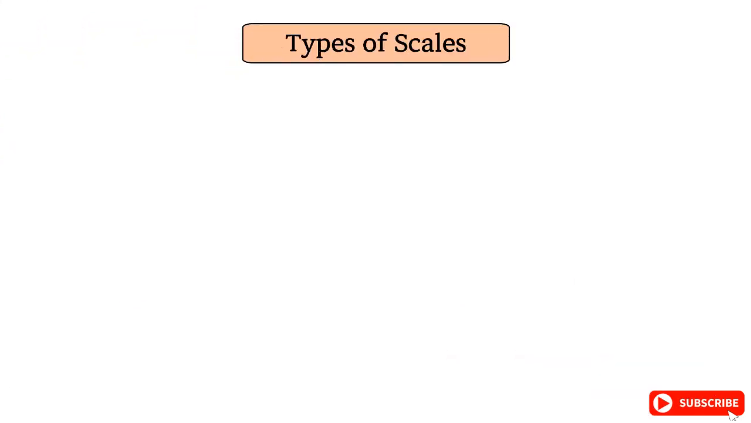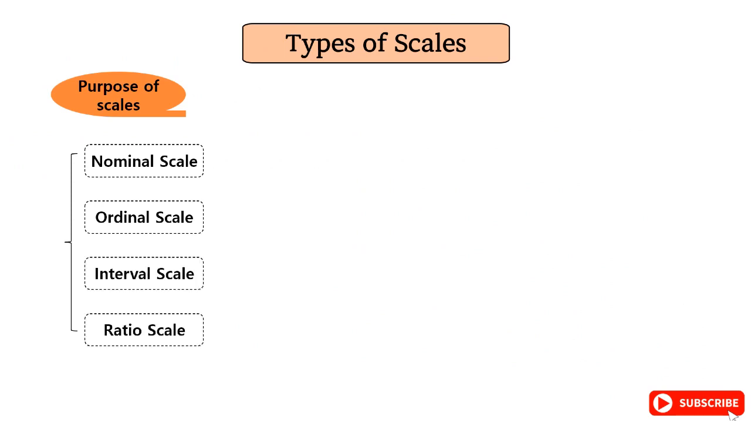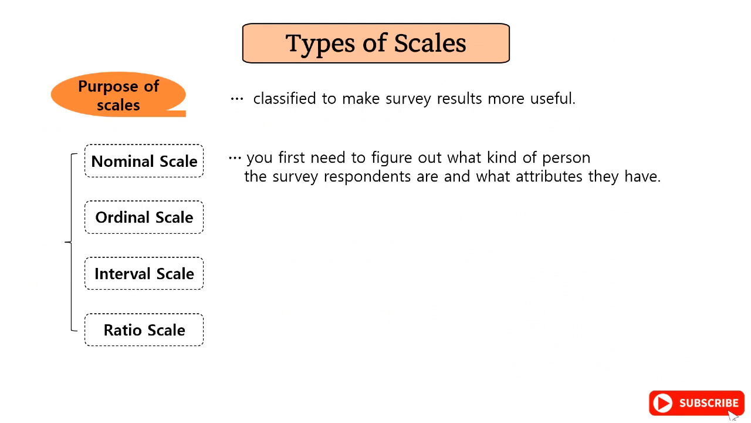The 4 types of scales, nominal scale, ordinal scale, interval scale, and ratio scale, are classified to make survey results more useful. For example, when conducting a survey, you need a nominal scale because you first need to figure out what kind of person the survey respondents are and what attributes they have, which requires the use of nominal scale.